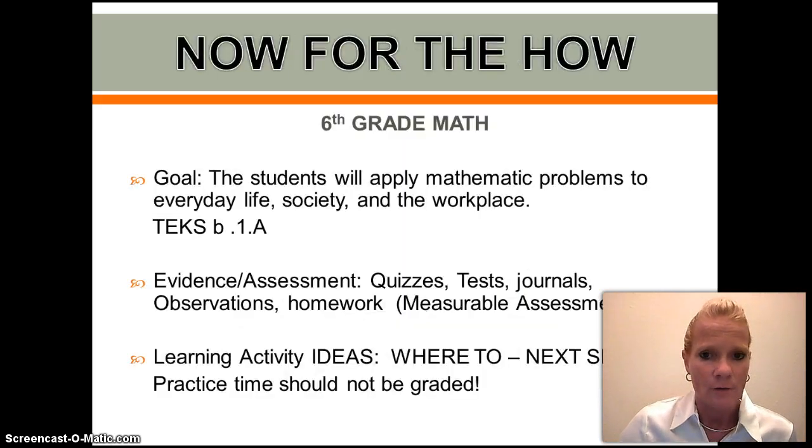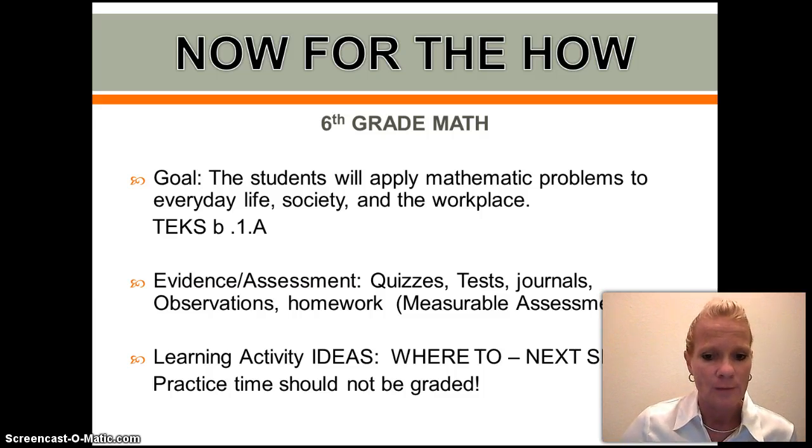Now, for the how. It's very important that you understand how we're going to do this. One example is that I'm going to talk to you about the goal. The goal for what we're talking about right now is that the 6th grade students will apply mathematics to problems arising in everyday life, society, and the workplace. And this is actually in the TEKS, so I'm sure that most of you are familiar with this. What we would then do is look at what evidence or assessments we can actually measure in order to make sure that they are achieving that goal.